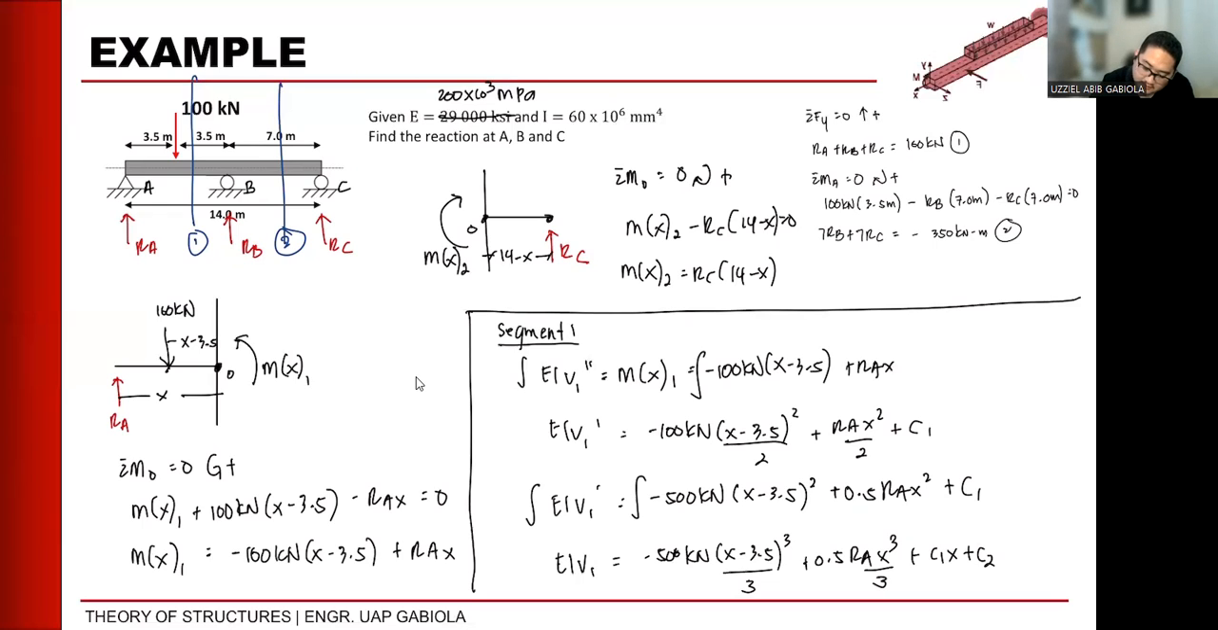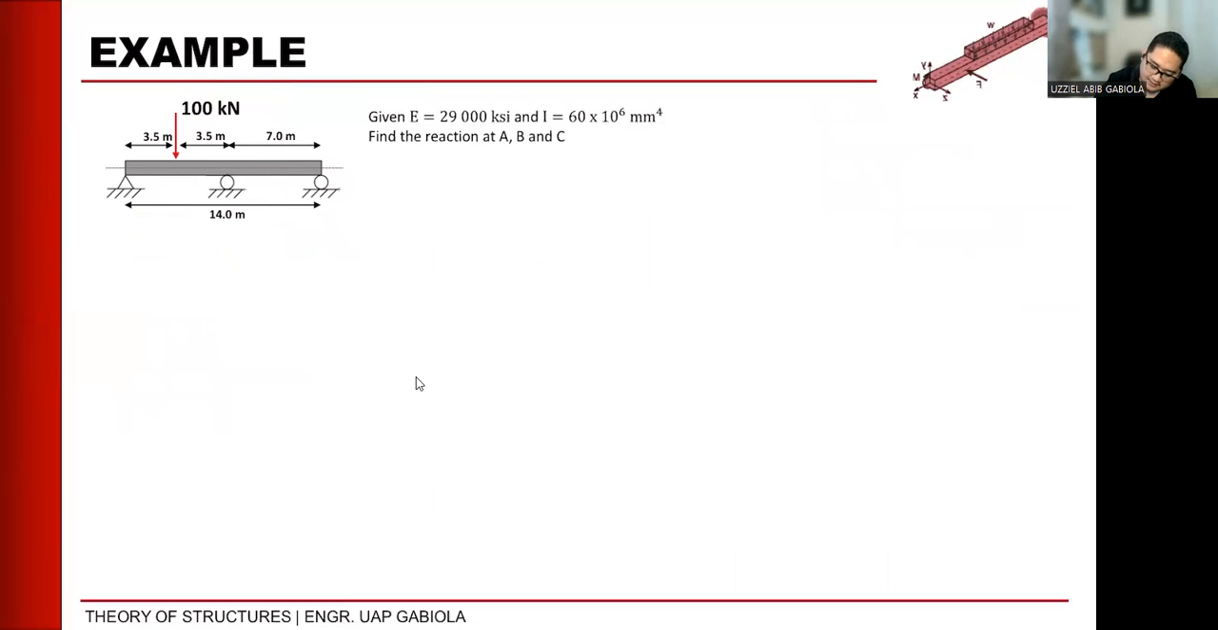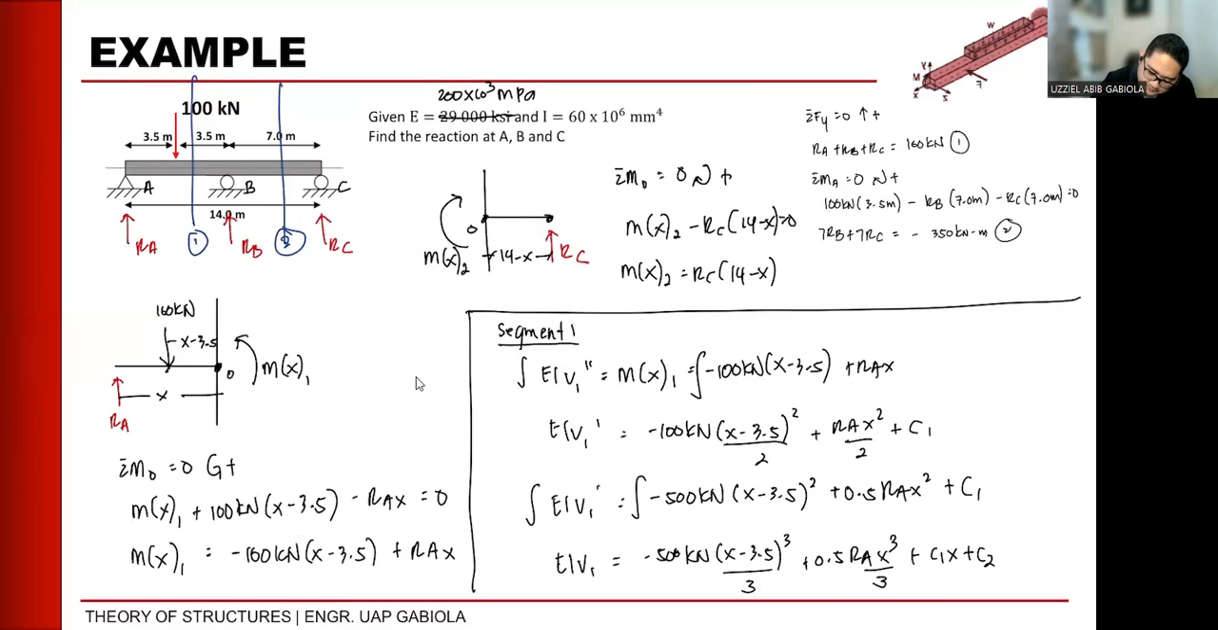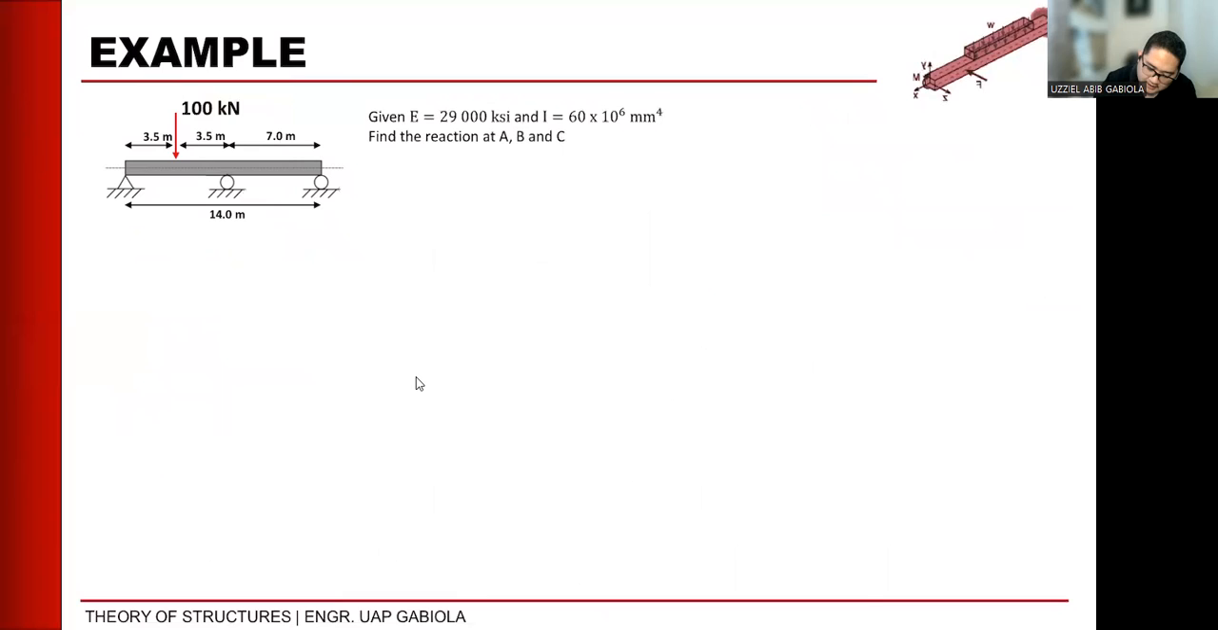Now we use the second segment. Let me copy this one. Then we take this. So for segment 2, we have EI v2 double prime is equals to Mx2, which is Rc(14 minus x). So, integrate. We have EI v2 prime and then we have Rc.